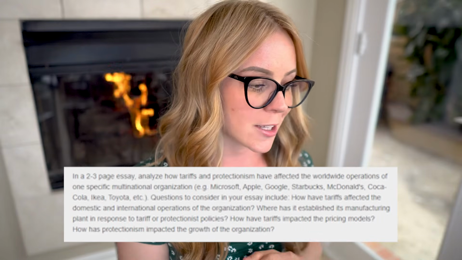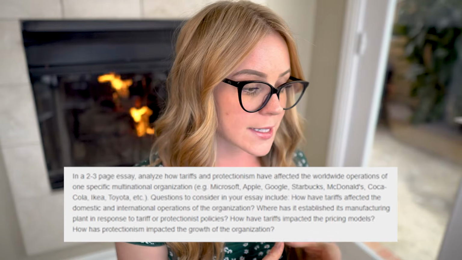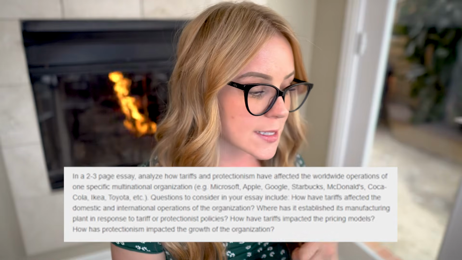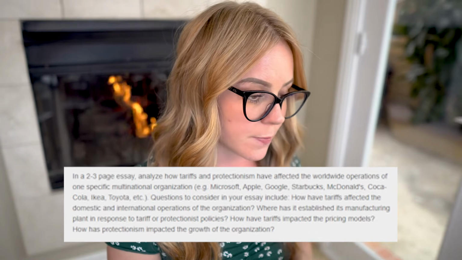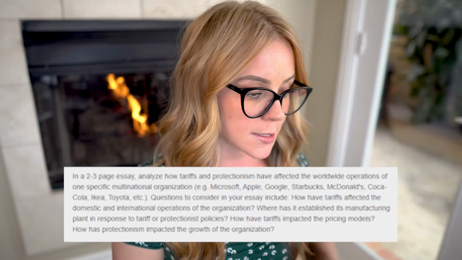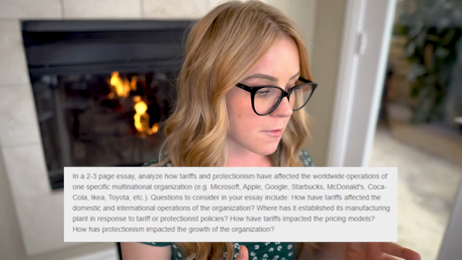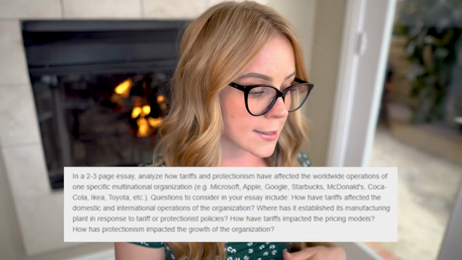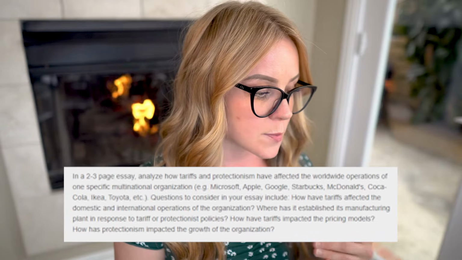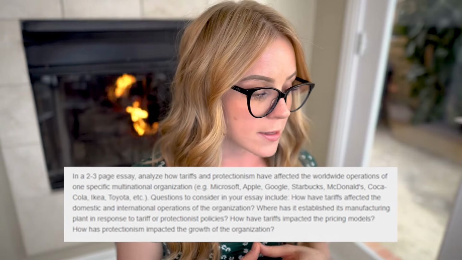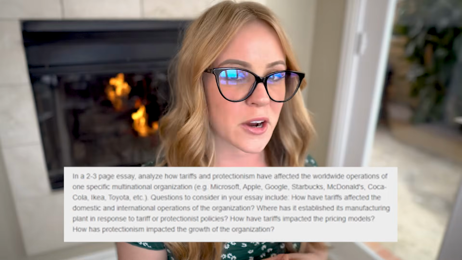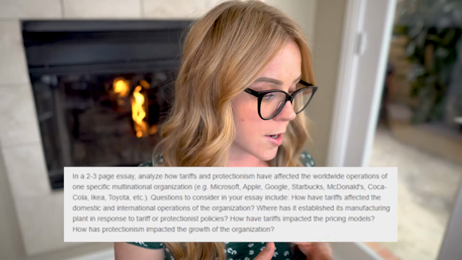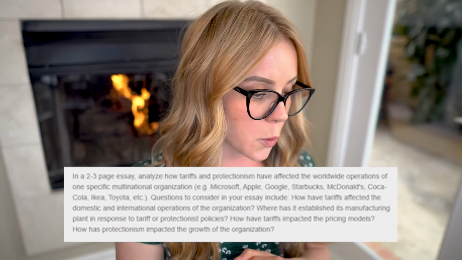In a 2 to 3 page essay, analyze how tariffs and protectionism have affected the worldwide operations of one specific multinational organization. Questions to consider in your essay include: how have tariffs affected the domestic and international operations of the organization? Where has it established its manufacturing plant in response to tariff or protectionist policies? How have tariffs impacted the pricing models? How has protectionism impacted the growth of the organization?